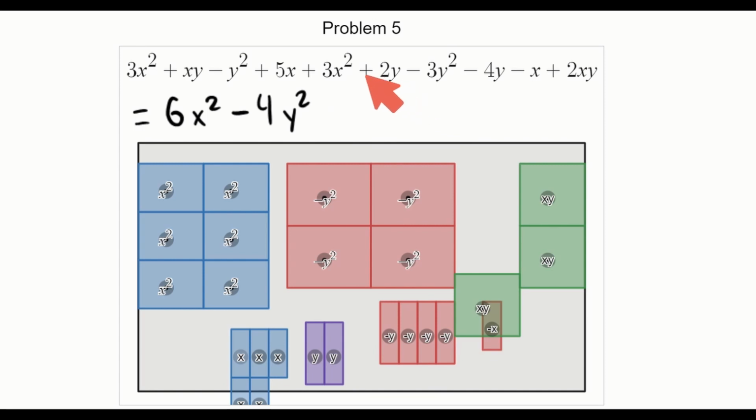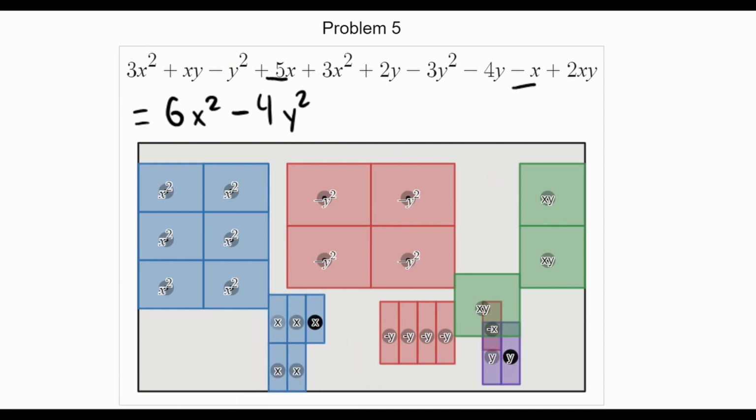Let's go and deal with our x's. We have plus 5x and we have minus x. So what's 5x minus x? Notice that these are opposite signs. So a positive is going to cancel out with a negative, leaving us with 4x left over, plus 4x.